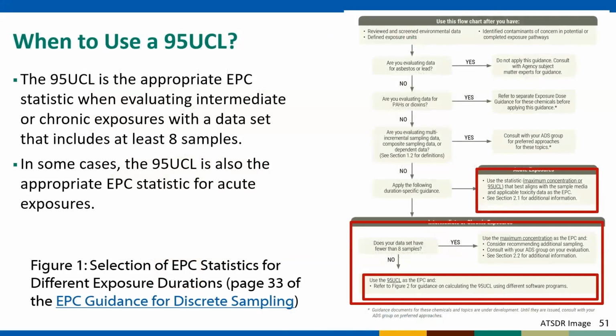Let's continue with figure 1. If you're evaluating a data set based on multi-incremental sampling methods, consult with our ADS group. If you answered no to all the previous questions, you'll apply the criteria we mentioned about less than or greater than 8 samples, minimum number of detected values, and the 20% rule. You'll select either the maximum concentration or the 95 UCL for acute, intermediate, and chronic durations.